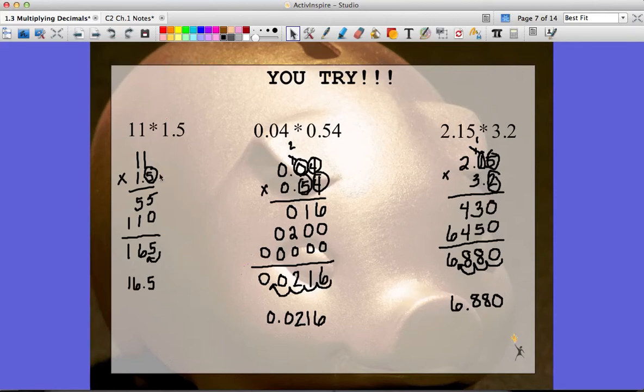Right, so for this first problem, you should have gotten 16 and 5/10. You line up the 1 and the 5, ignore the decimal, 1 times 5 is 5, 1 times 5 is 5, use 0 as a placeholder, 1 times 1 is 1, 1 times 1 is 1, add those together and you get 165. You have one number after a decimal, move the decimal one place to the left, you get 16 and 5/10. Okay, you can go ahead and check your work against mine. If you got it incorrect, I'd like you to try it again before moving on to the next page.